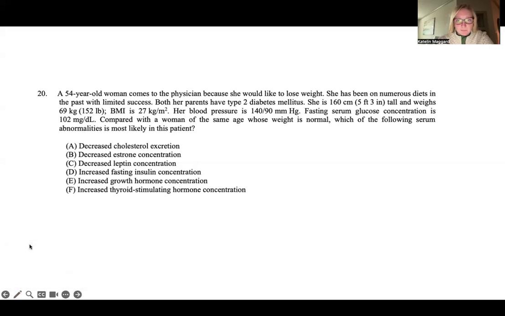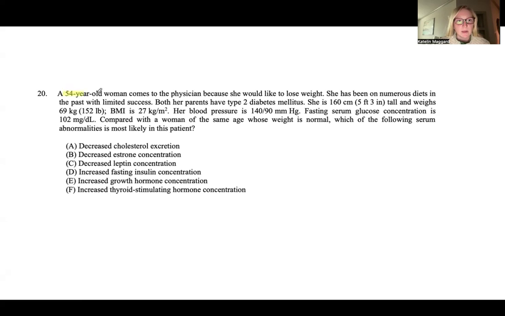So I usually like to start by reading the last sentence of every question and just glancing at the answer choices just to kind of see what we're dealing with. So, compared with a woman of the same age whose weight is normal, which of the following serum abnormalities is most likely in this patient? And as I glance at the answer choices, I see that for me, this is a trickier type of question just because it's sometimes hard for me to keep straight all of the increase this and decrease that. But overall, it looks like we're dealing with maybe some sort of endocrine question based off of the insulin and the growth hormone and the thyroid possible answers. So let's go ahead and read it for all of the information we need.